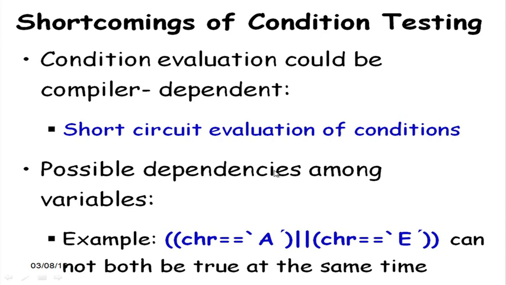The second problem is dependency among variables. For example, if we are reading a character and checking whether it is A or E, we would write this expression: character is A or character is E. But then achieving multiple condition coverage for this will not be possible, because at best one of them can be true. We cannot have true true for this. So, due to dependency among variables, certain combinations of conditions may not be possible at all. Even though our coverage might require some condition values to be set, it may not be possible to set those values.